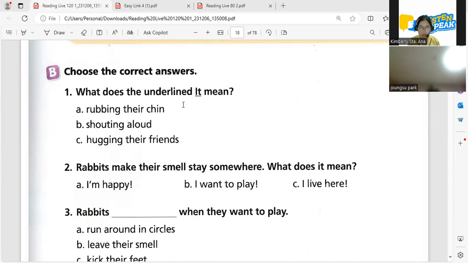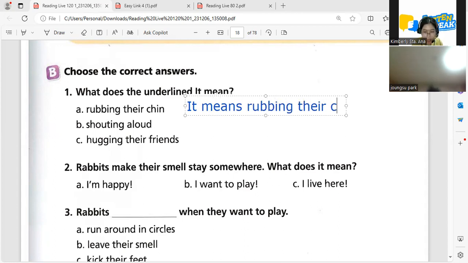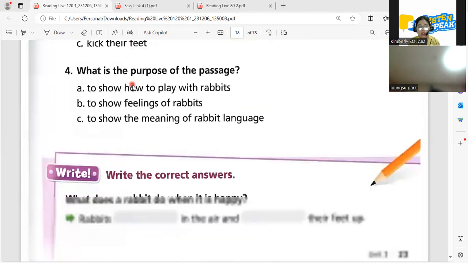So let's say it means, you can say it in a sentence like this. It means rubbing their chin. Can you read this one for me, please? It means. So it means rubbing their chin. Nice work. That is very, very cool. Thank you very much.